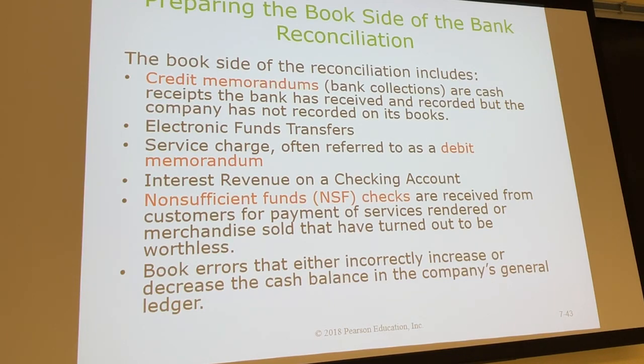And then finally, we have book errors. This is where it's not an error made by the bank, it's an error that we made on our books. And we probably became aware of it when we received our bank statement, because our bank statement looks different than what we had on our books. And here again, the adjustment for the book error could be either a positive or a negative adjustment depending on the nature of the error.